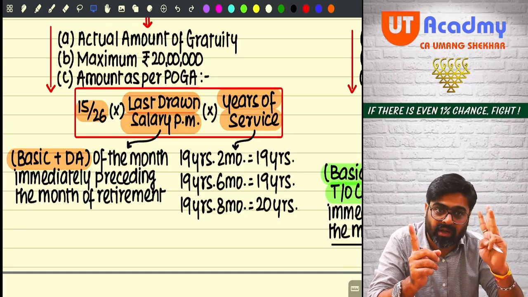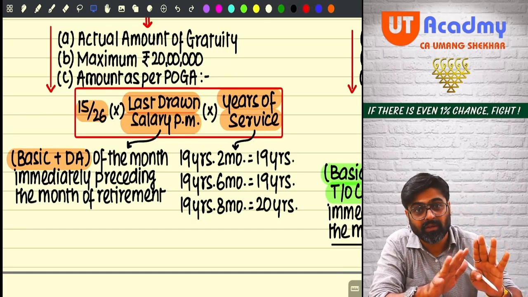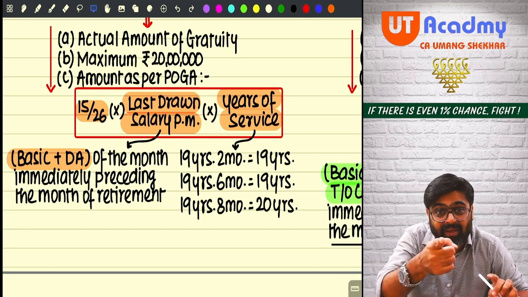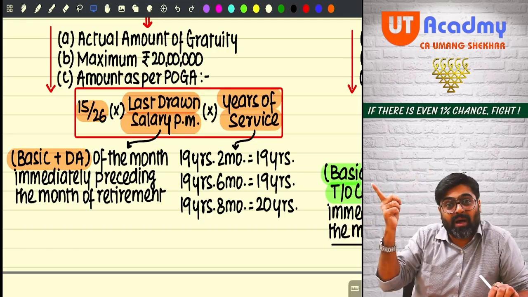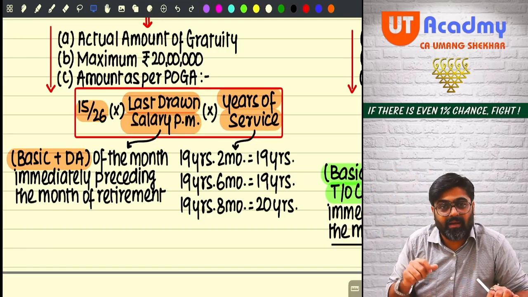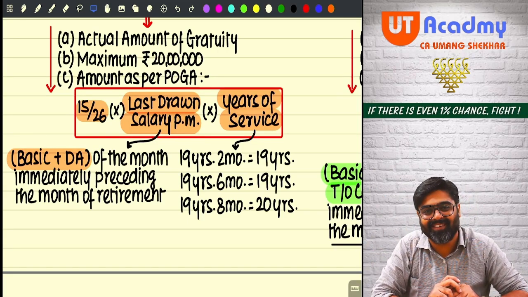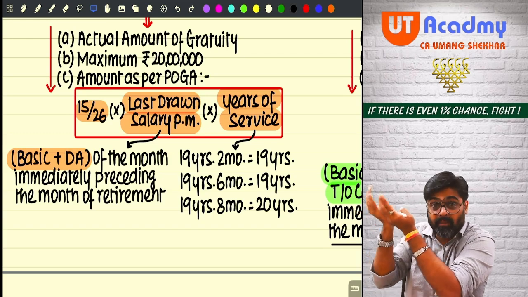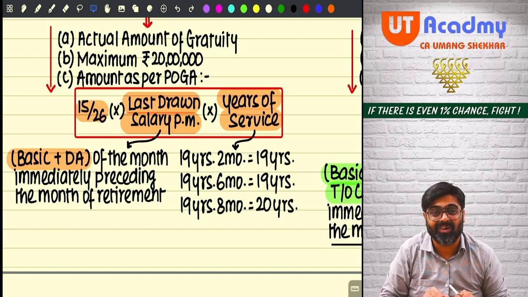Basic, DA in terms and turnover commission. Yes or no? Always. But this limit is not as per the Income Tax Act. This limit we have brought from POGA. And under the POGA, they are saying that what is salary? Under POGA, they are saying basic and DA is salary. So if I am bringing that limit from POGA, I have to take this salary as per POGA, no?